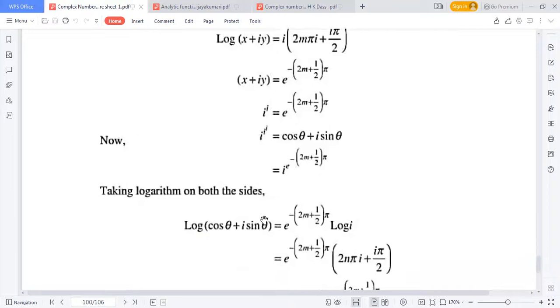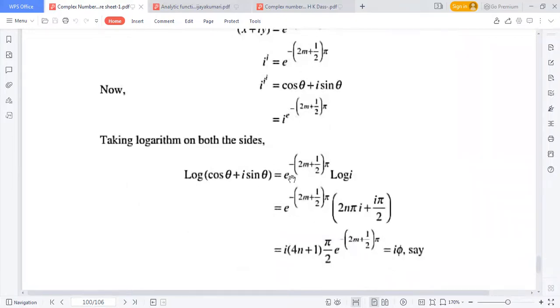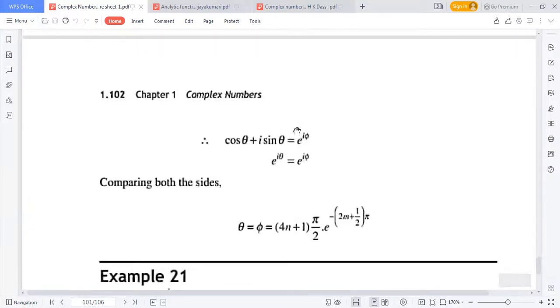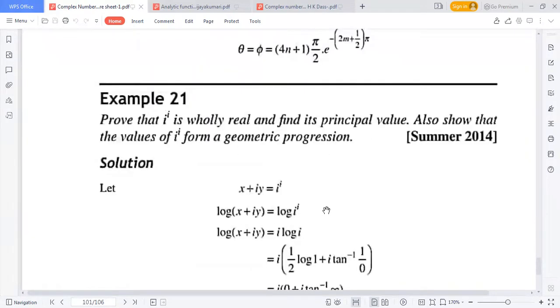So i to the power e to the power this. Now taking logarithm on both sides, cos theta plus i sin theta equals e to the power minus (2m plus half) pi, log i, which is 2m pi i plus i pi by 2. So very easy. This is the constant, and taking i common, we get this one. Now cos theta plus i sin theta equals e to the power i pi. So e to the power i theta equals e to the power i pi. So theta equals pi; e will be cancelled and i will also, then this is the result.